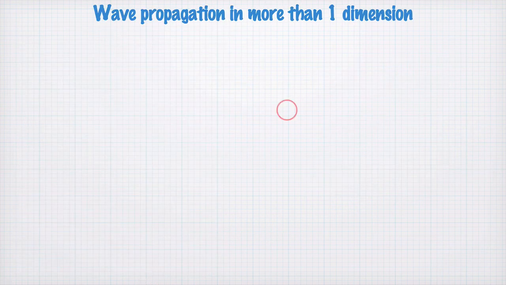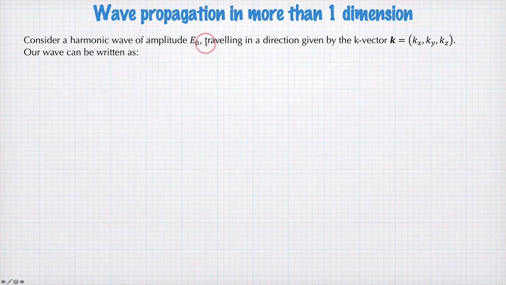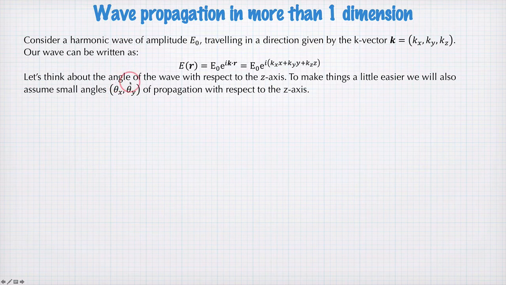So let's look at this a little bit more closely. We'll consider a harmonic wave with amplitude E0 travelling in the direction given by this k vector, and our wave, as before, is written like this. Let's think about the angle of the wave with respect to the z-axis.